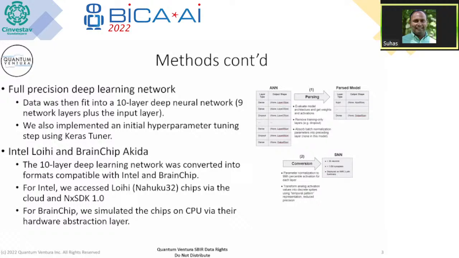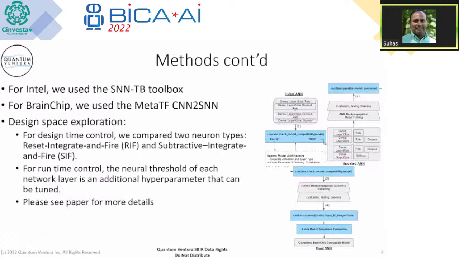So we had access to the Intel Loihi chip via the INRC Cloud, the Intel Neuromorphic Research Consortium. And for BrainChip, we simulated their chips on CPU via a hardware abstraction layer. We now have access to both Intel and BrainChip's hardware, and we're continuing our experiments there. For Intel, we used the SNN toolbox to do the conversion, and for BrainChip, we used their product, which is called CNN to SNN.